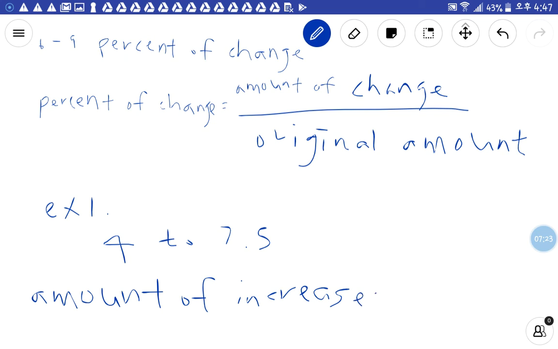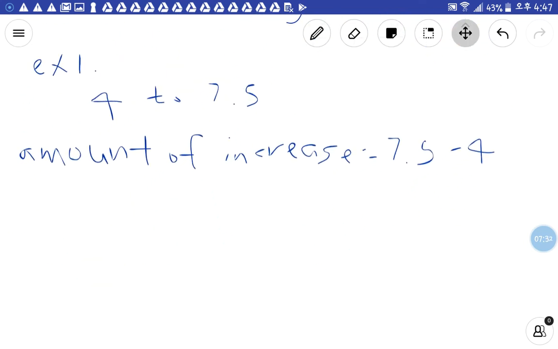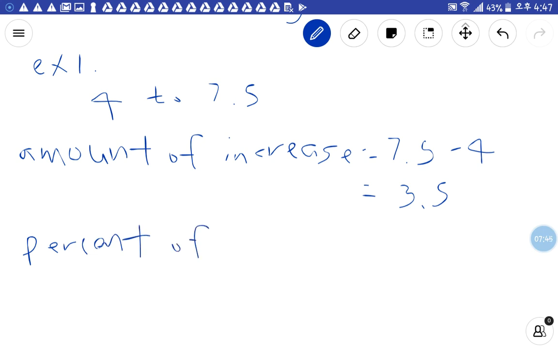You're going to subtract 4 from 7.5. Then you can figure out how much the number is increased. How much? 3.5. Okay? So, percent of increase. What was the formula? Amount of change, which is 3.5, and then original amount. What was the original amount? It was starting from 4. So 4 would be your original amount.